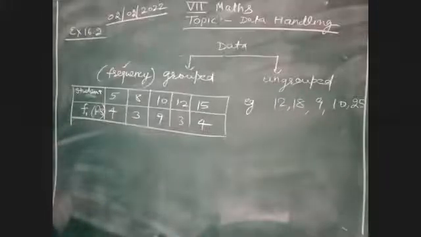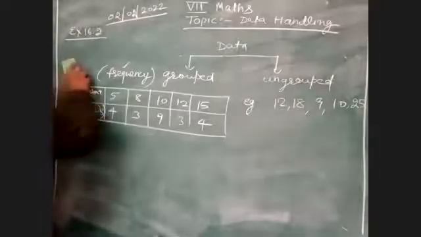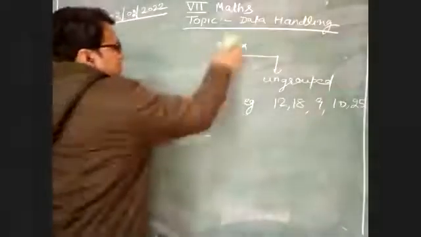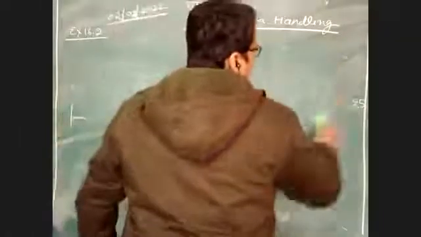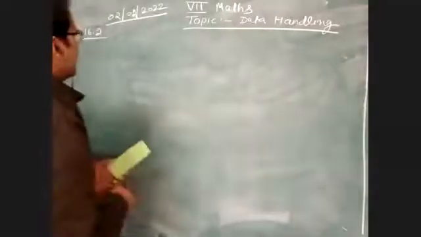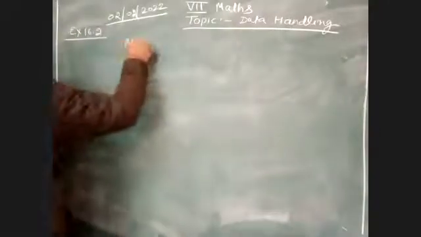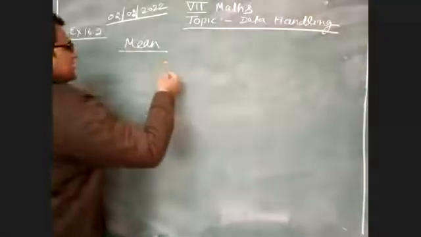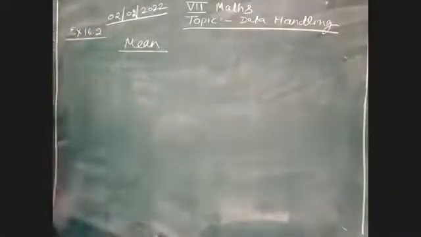That is the next method. Now first of all we will study how to find the mean in ungrouped data. How to find the mean? What is the meaning of mean? Actually, mean indicates the arithmetic mean, that is, an average value.